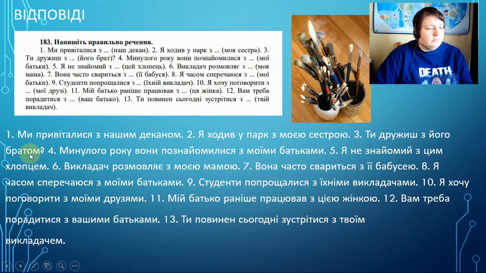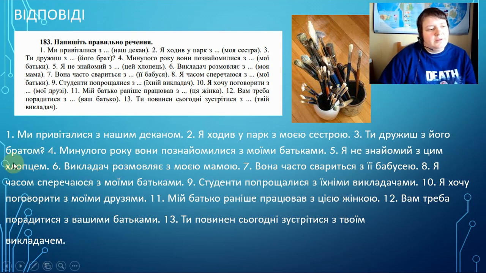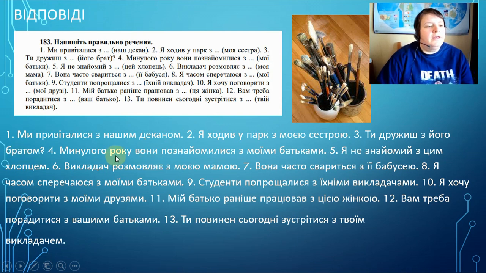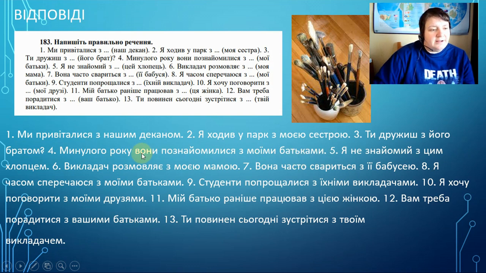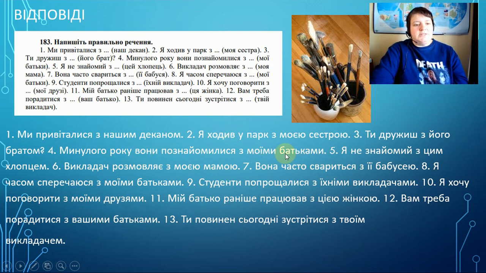Минулого року вони познайомилися з моїми батьками. Last year they got acquainted with my parents. Plural, instrumental plural. Я не знайомий з цим хлопцем. I'm not acquainted with this guy. З цим хлопцем, grammatical masculine.